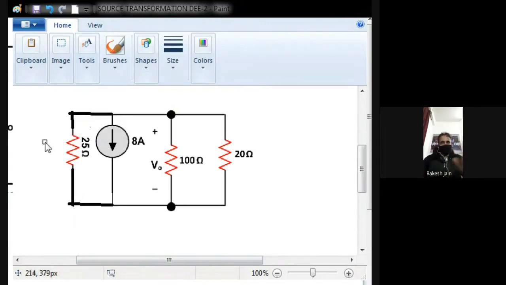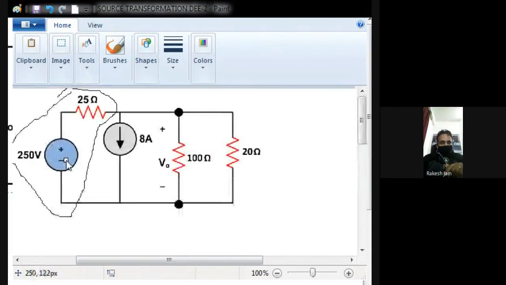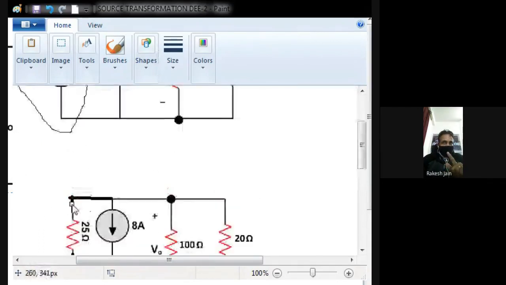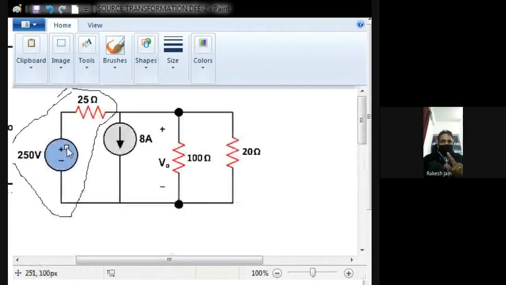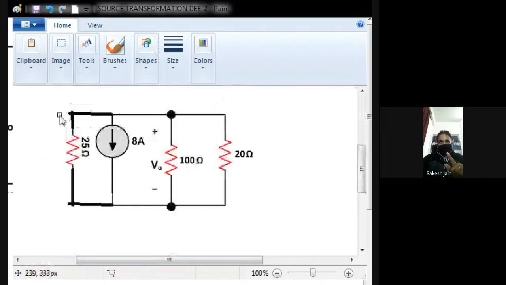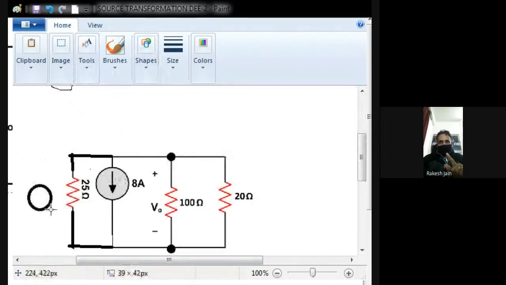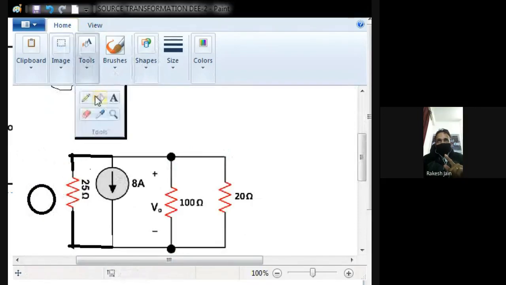The voltage source will be replaced by a current source in parallel with the same resistor. So I draw the 25 ohm resistor, but what is the current source? Because the upper polarity is plus, the arrowhead will be at the upper side. So this is the current source in which the arrow side will be at the upper side.